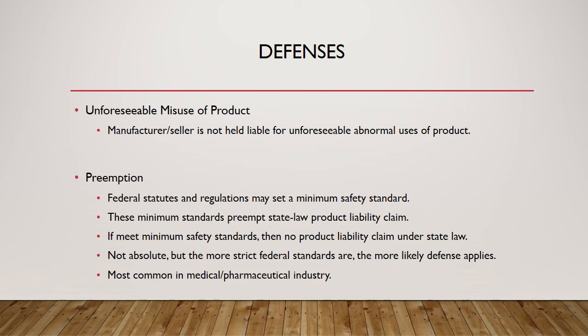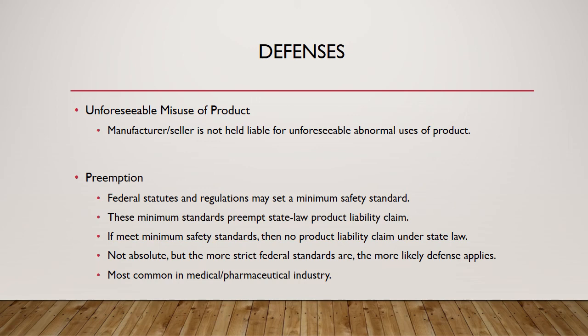Another defense is an unforeseeable misuse of the product. The manufacturer or seller is not held liable for an unforeseeable abnormal use of the product. We talked about an example of this earlier where the manufacturer or seller sells a gun, and the user takes it and tries to convert the gun into a potato gun. That's an unforeseeable abnormal use of the product. We talked about comparative fault just a couple of seconds ago, and this is essentially akin to a comparative fault type argument: your unforeseeable abnormal misuse of the product.